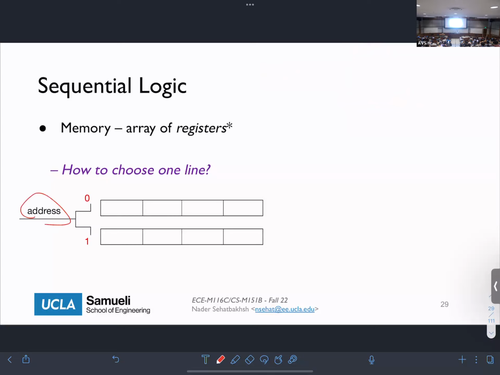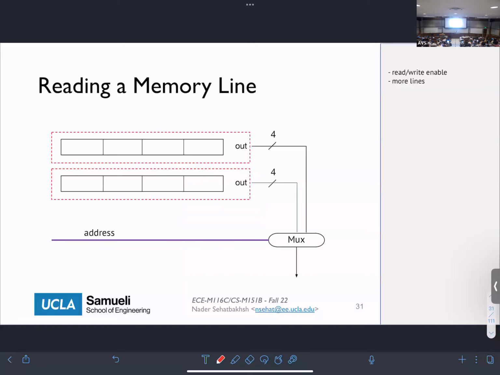So the address is just 1 bit, either 0 or 1, and we have 2 lines. In this case, let's say each line is only 4 bits. I'm just simplifying the example. In order to pick between these two, what we need is a multiplexer. All of these put their outputs into this multiplexer, and this address is the selector of that multiplexer.